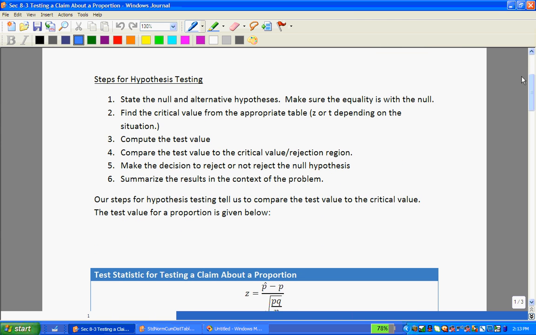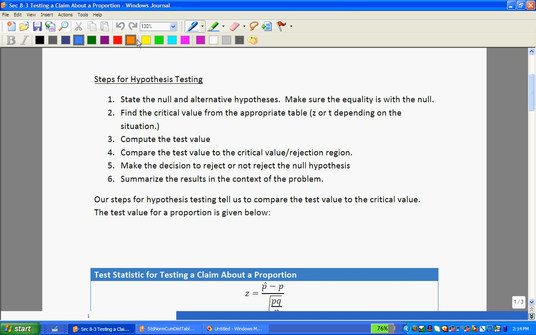First thing you want to do is state the null and alternative hypothesis. Make sure the equality is with the null, so whether it's exactly equal to, greater than or equal to, or less than or equal to, that will be the null, and the alternative is usually the opposite. Step 2, find the critical value from the appropriate table, Z or T depending on the situation. Step 3, compute the test value. You'll also hear the word test statistic. That means the same thing.